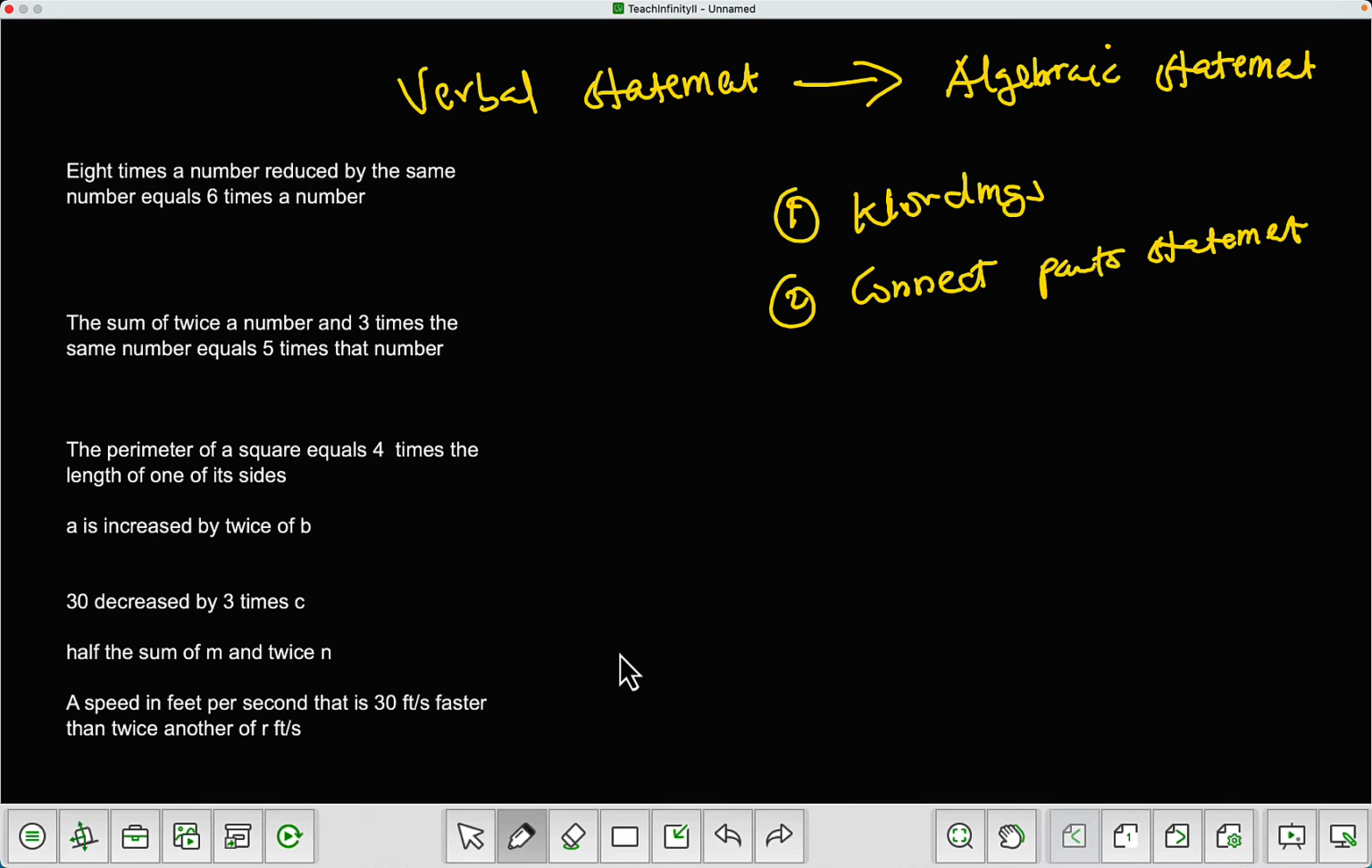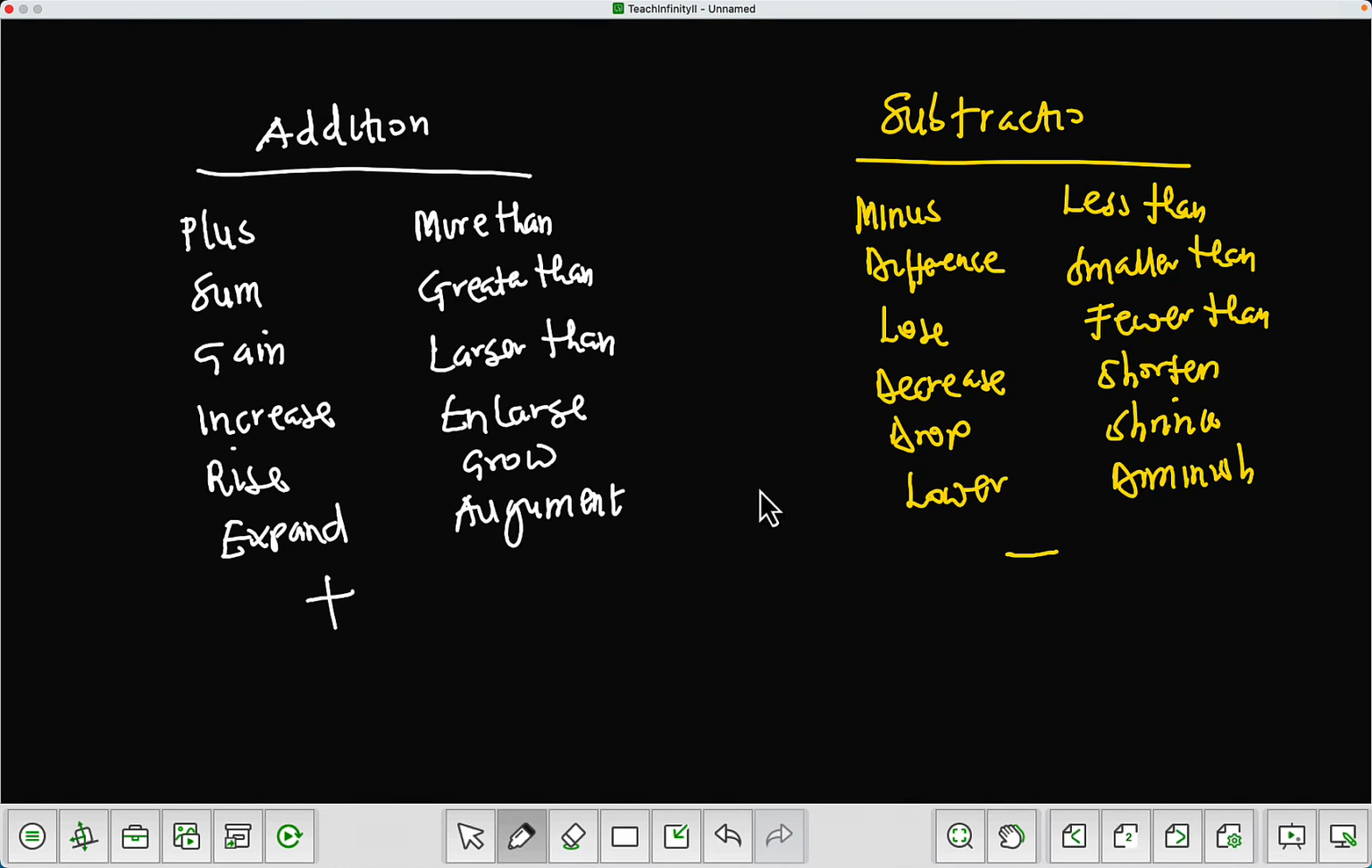I already did a video on recognizing quantities and drawing relationships between them. Yes, I would link that in the description below. But what I want to achieve is that you, as much as possible, be able to translate verbal statements into algebraic statements, which is very important, something that most students do have trouble with. So let's look at some of the vocabularies that you need to take note of.